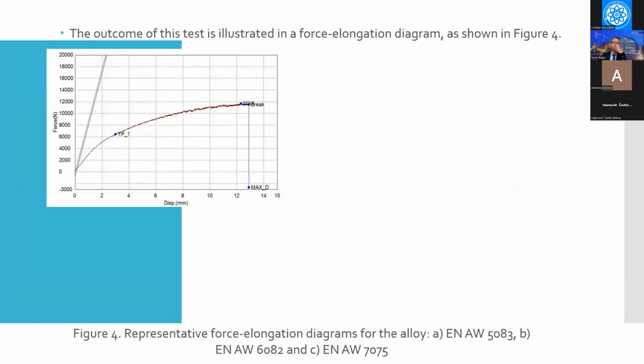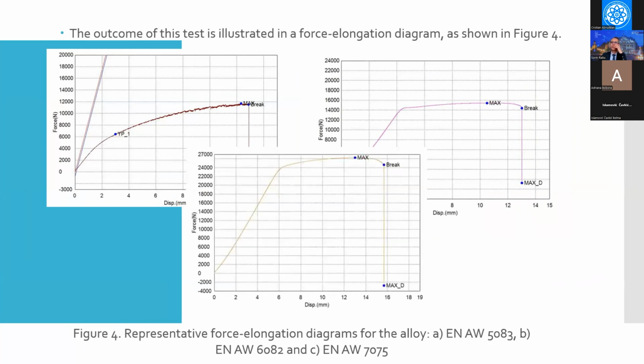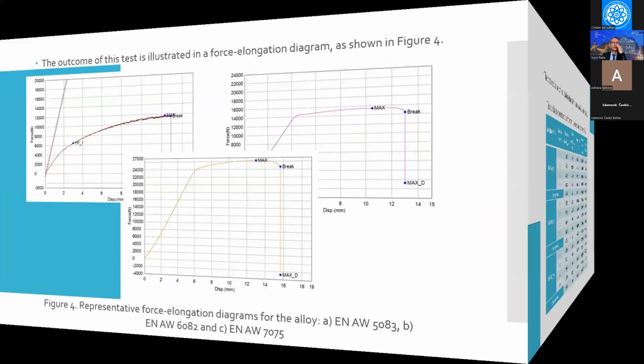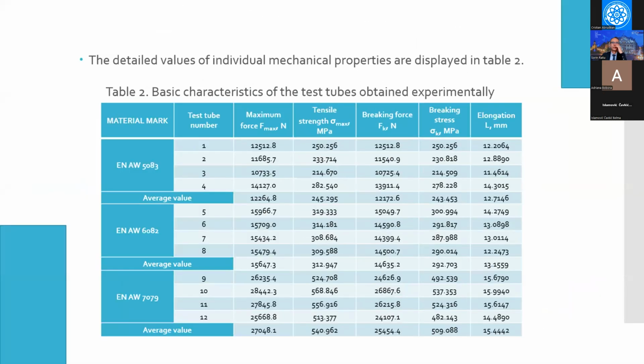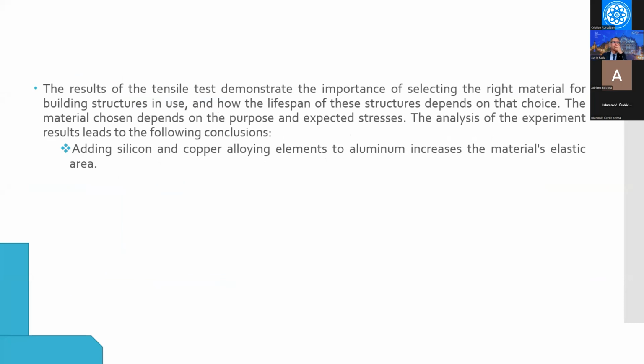First one is for aluminum alloy with magnesium. Second one is with silicon, and third with copper, and there is a huge difference between them. The detailed values of individual mechanical properties are displayed in table 2. The results of the tensile test demonstrate the importance of selecting the right material for building structures and how the lifespan of these structures depends on that choice. The material chosen depends on the purpose and expected stresses. The analysis of the experiment results leads to the following conclusions.